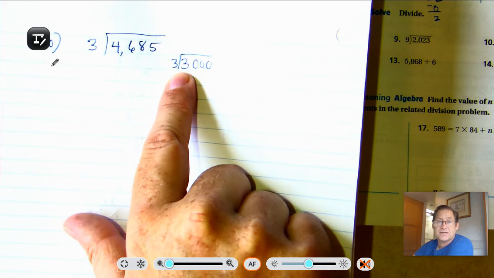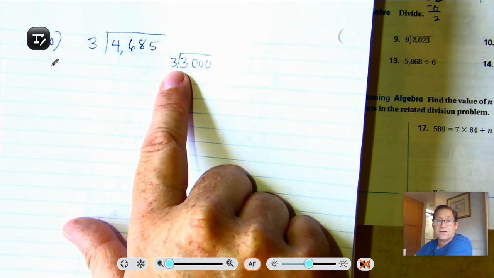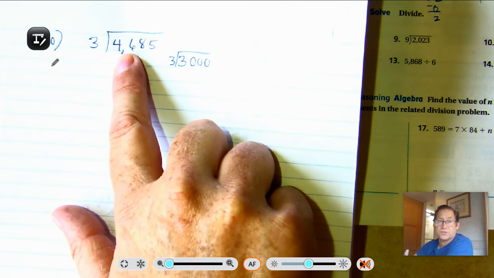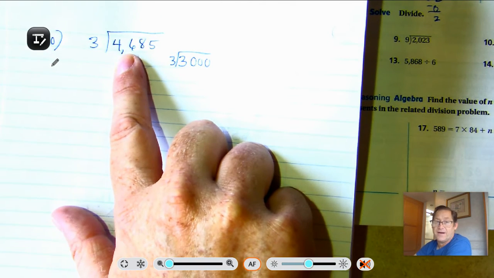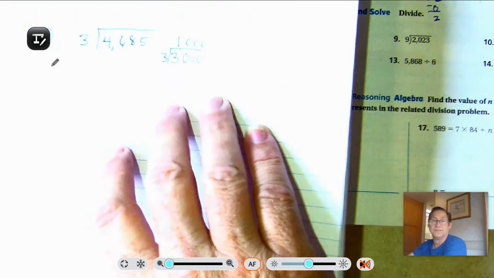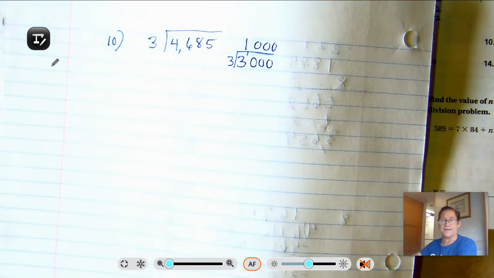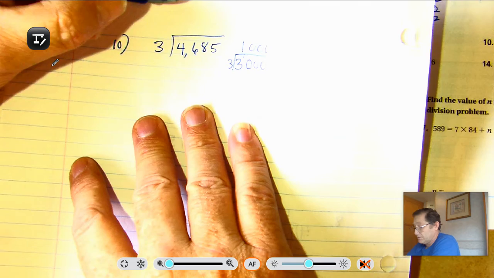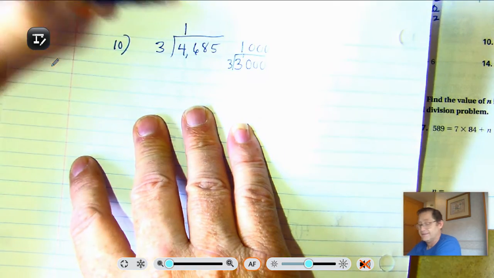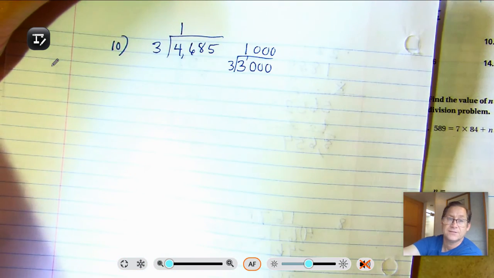So I could have said 6,000 divided by 3, or I can go 3,000 divided by 3. Why did I use 3,000? Because 3,000 is closer to 4,685. Right, so I know that that's going to be 1,000. All right, so that's what we expect our answer to be, somewhere about 1,000. So the first number in our quotient will be in the thousands.